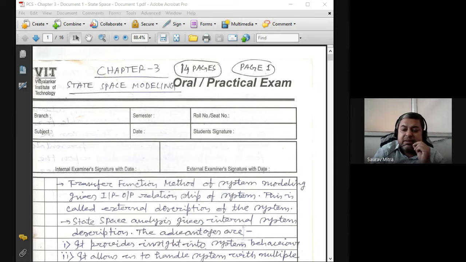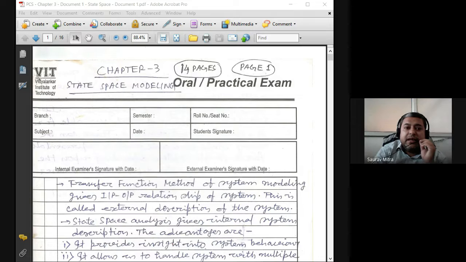Sometimes I'm using the abbreviation SVM. You don't do that in the exam because it is not a standard abbreviation. So you say state space modeling, or you say state variable modeling, that will be better. So how to do that? That is something we will see. It is very easy. It is not at all difficult.